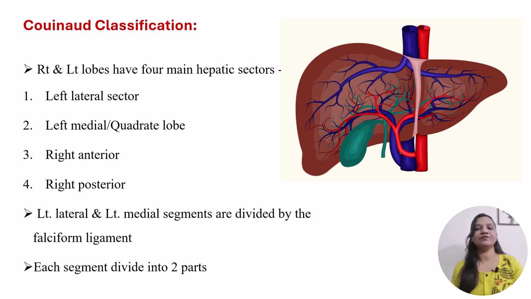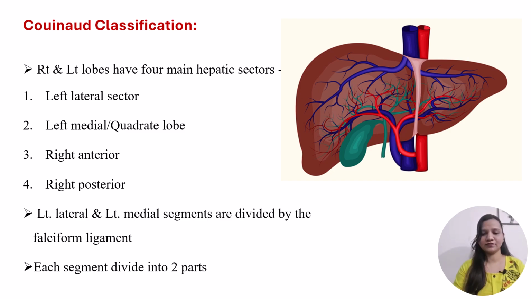So now we have the right and left lobe of the liver by the division by the Cantlie's line, which is the imaginary plane. When we have the right and left lobe of the liver, both these lobes have four main hepatic sectors, two on the right and two on the left.